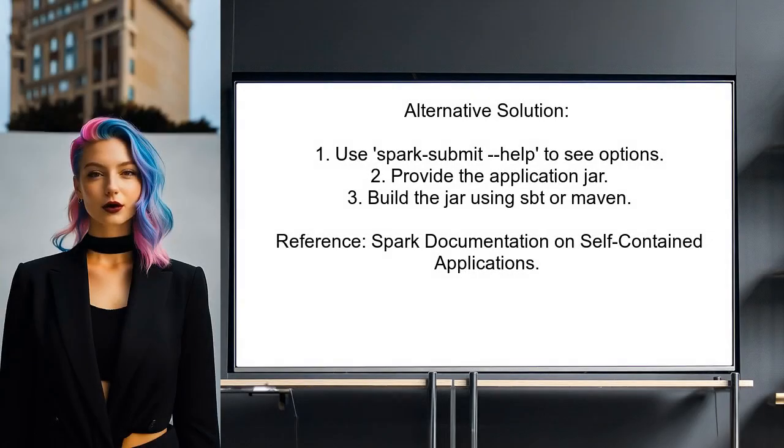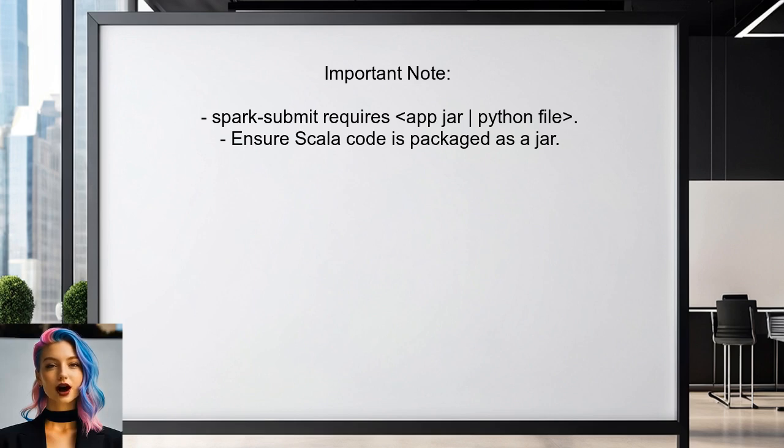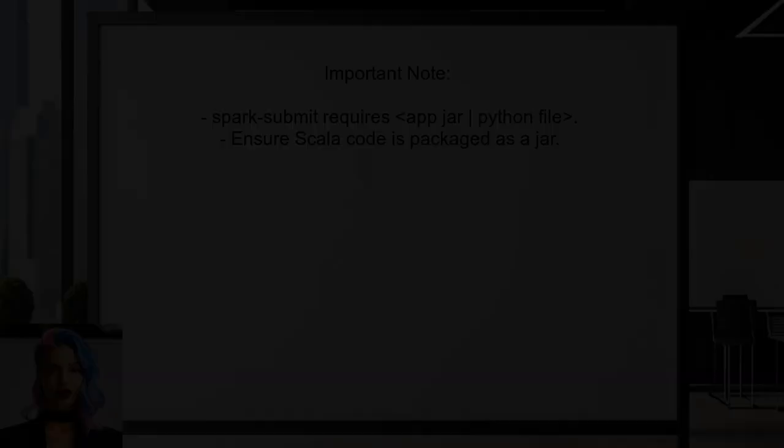An alternative approach to running a Scala script with Spark Submit involves ensuring you provide the correct application jar. The user suggests checking the options with Spark Submit help to understand the required arguments. You need to build your Scala application into a jar file using tools like SBT or Maven as detailed in the Spark documentation. Remember, the Spark Submit command requires either an application jar or a Python file. Make sure your Scala code is packaged correctly before running it.